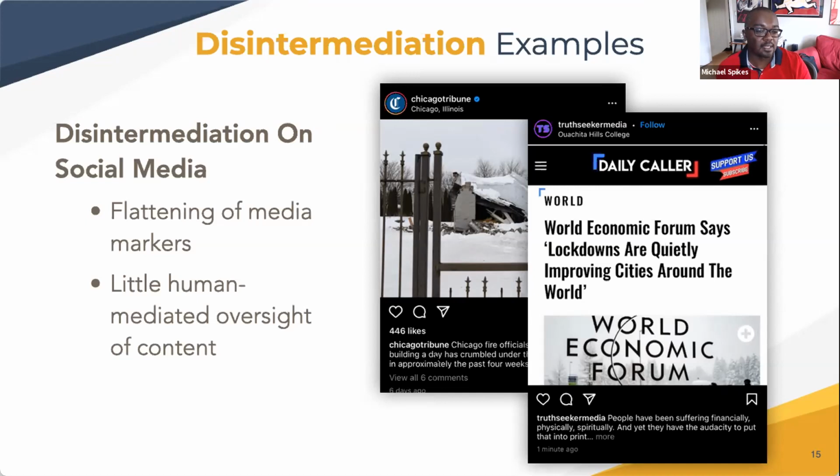So for some stats, I gave you that. Disintermediated platforms have certainly offered benefits like I talked about. They allow us to find information on very specific interests, and they've allowed people to crowdsource information and knowledge. But on the flip side, platforms like YouTube, Facebook, and Twitter have also been hotbeds for misinformation and disinformation. What they do is flatten the markers that allow us to know what exactly we're looking at. So they make different pieces of content, whether they be from a news outlet or just a user, look the same.